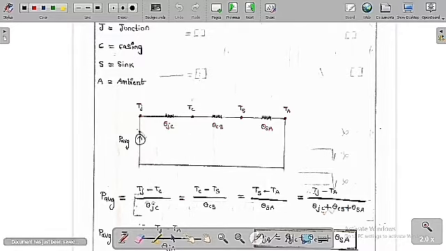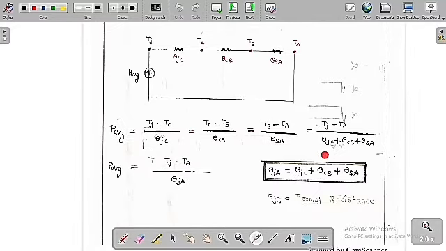So we can go like this. P average is equal to (Tj - Tc)/theta Jc = (Tc - Ts)/theta Cs = (Ts - Ta)/theta Sa = (Tj - Ta)/(theta Jc + theta Cs + theta Sa). So overall I am going to assume it is theta Ja, so theta Ja is equal to theta Jc plus theta Cs plus theta Sa. So this is the equation. This equation is very much useful to solve the questions.